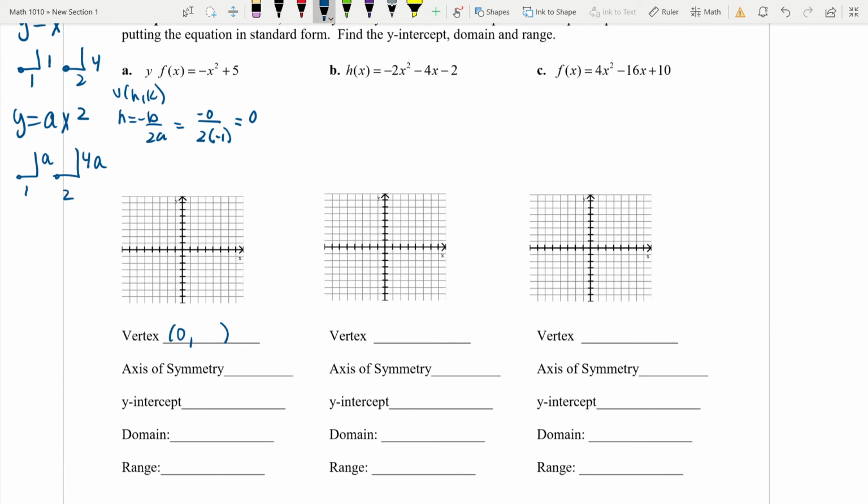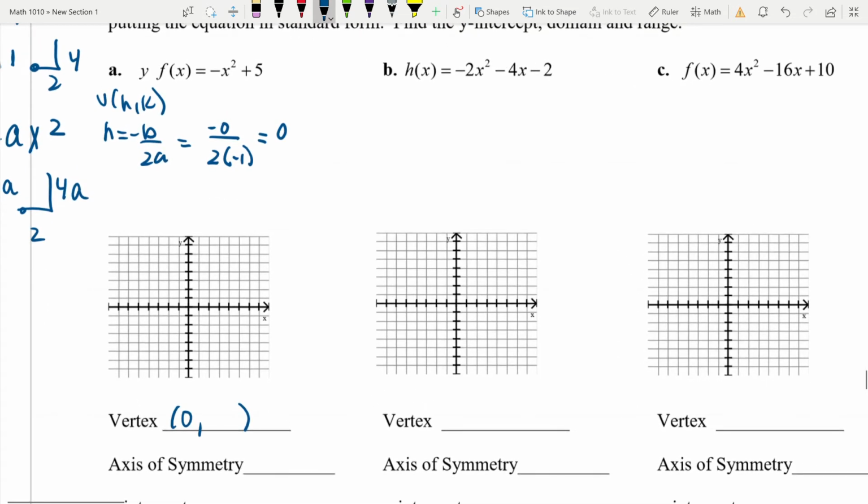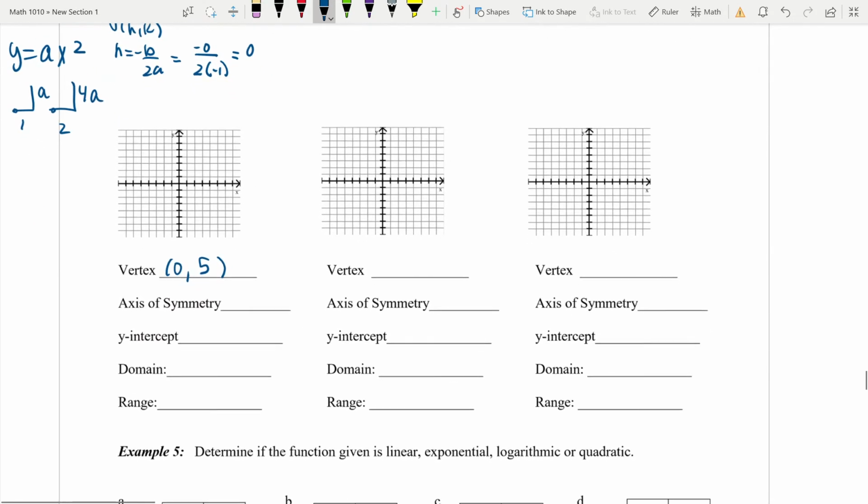Now, if I put a 0 back into that equation, this negative x squared would become a 0, and then I would just have 0, 5. The axis of symmetry is going to be x equals 0. It's x equals whatever that number is. To find the y-intercept, you let x be 0. Well, we already found that at 0, 5. I'm not going to find the domain and range until I graph it.